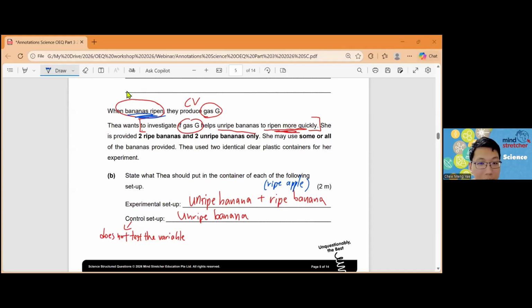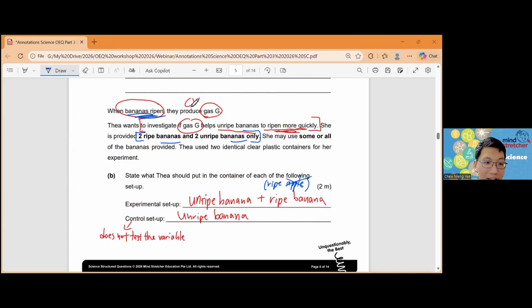So we don't just put the gas G. The gas G comes from the banana itself. These are the only things we have. Two ripe banana, two unripe banana. Nothing else. Okay? So yes, of course, no to my answer. There's no apple given. Even though you might think that, oh, apple also have the same effect, but the question says banana means banana. You do not go and change the variables yourself. So no apples in this question. And that was actually one of the PSLE questions last year, if some of you have tried the questions.